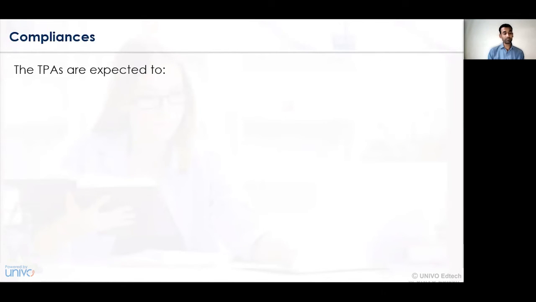What the third-party administrator is expected to do is disclose its identity. So a proper communication between the third-party administrator, the insured person, and the insurer needs to be undertaken. Accordingly, the identity needs to be disclosed.